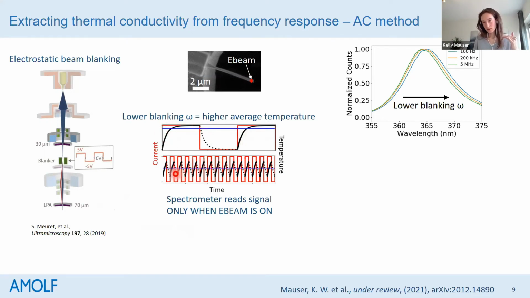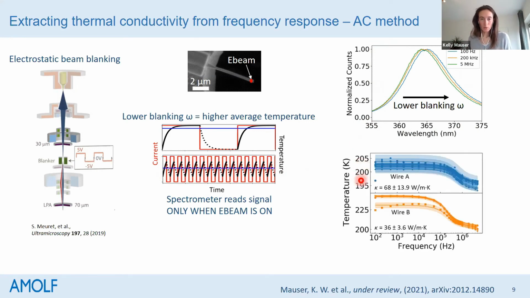At high blanking frequencies, so faster than the thermal time constant of the nanowire, the wire just doesn't have enough time to heat up. So we get a lower average temperature in our nanowire. And we see this in experiment. So this is just cathodoluminescence counts versus wavelength. And we see a red shift in our emission spectra at lower frequencies, meaning at lower frequencies, the wire is able to heat up more on average when the electron beam is on.